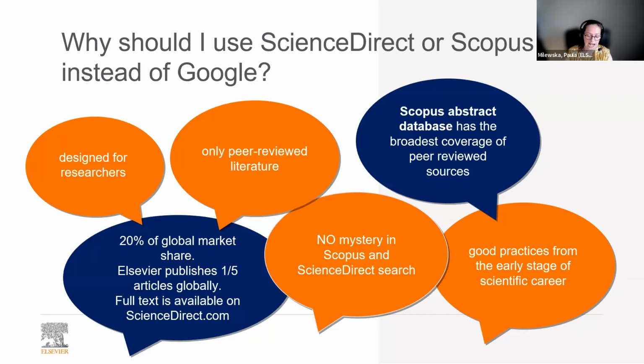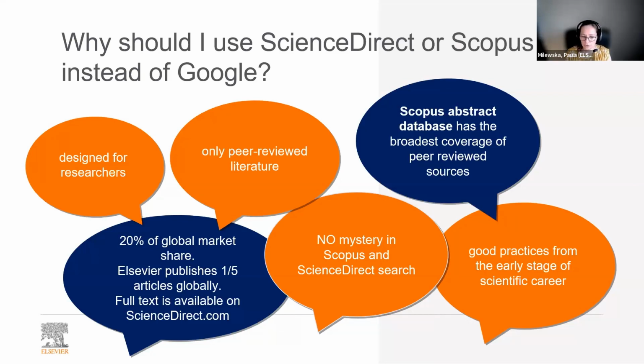Of course, there are a lot of different scientific databases. So generally, our advice would be to use tools for researchers instead of Google. And for today, we hope you will like Scopus and the ScienceDirect platform, and that this will be one of the databases you will use every day for your scientific work.